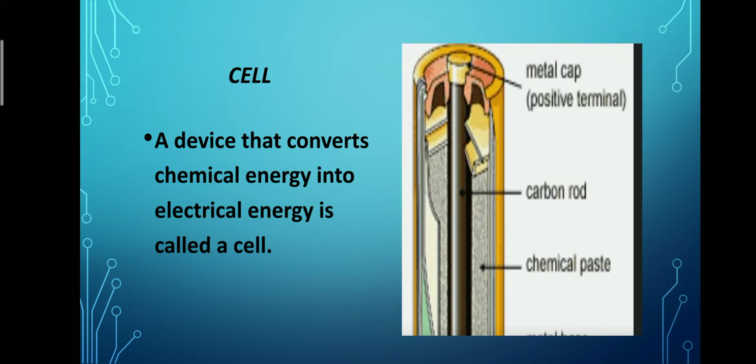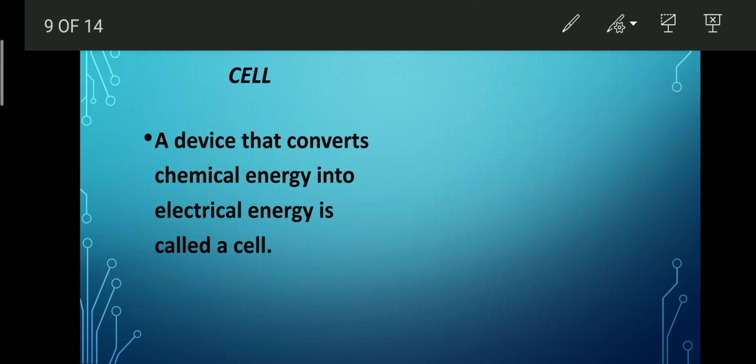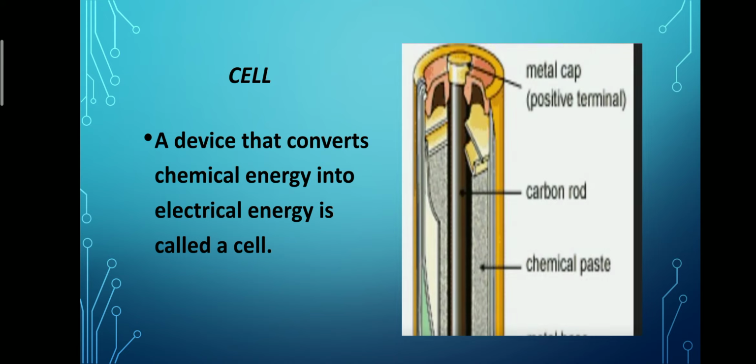So look at here. Here you have a carbon rod, which is an electrode, and this is your electrolyte. The electrolyte is in the form of a paste, a chemical paste, and you have a positive terminal and a negative terminal. Okay, and in this device, chemical energy is converted into electrical energy. So what happens here is electrolysis takes place.